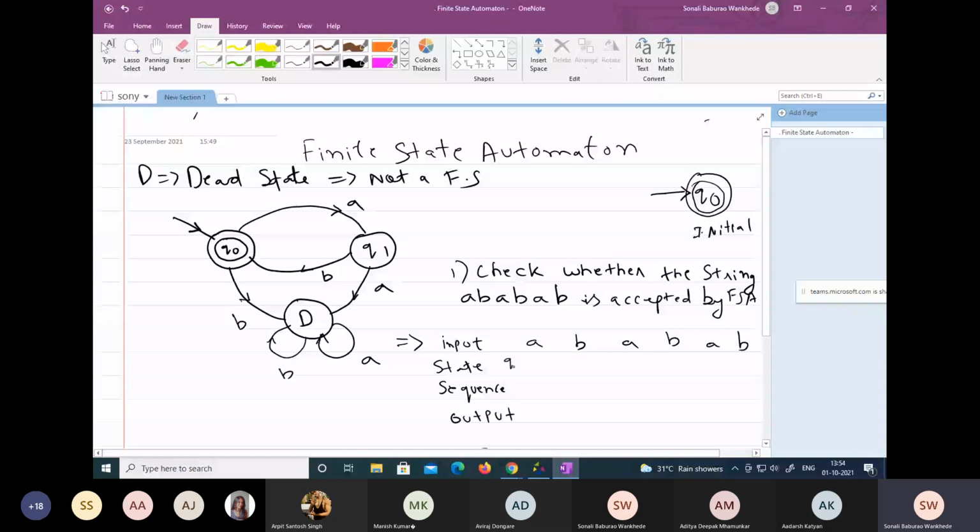Now you check. Q naught for A, what is my input? Q naught on input A has to go to Q1. So I'm reaching Q1, and what will be my output in that case?